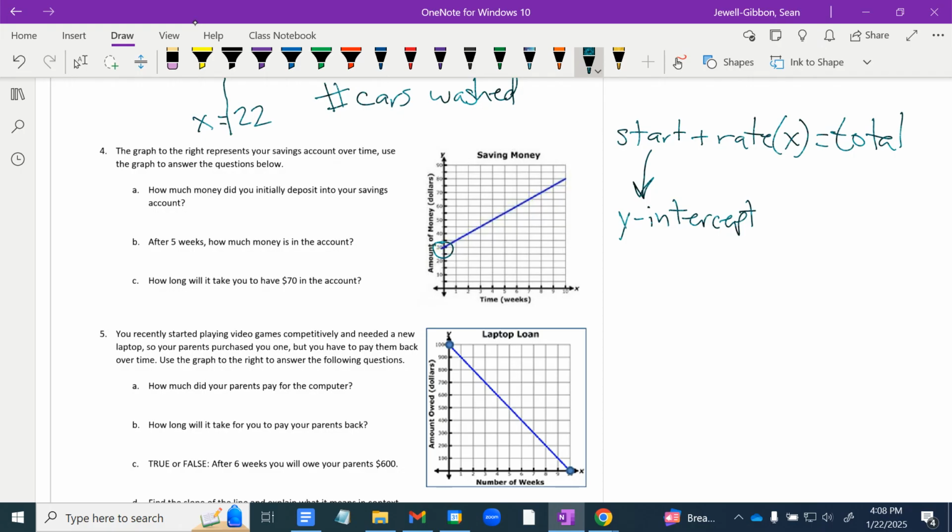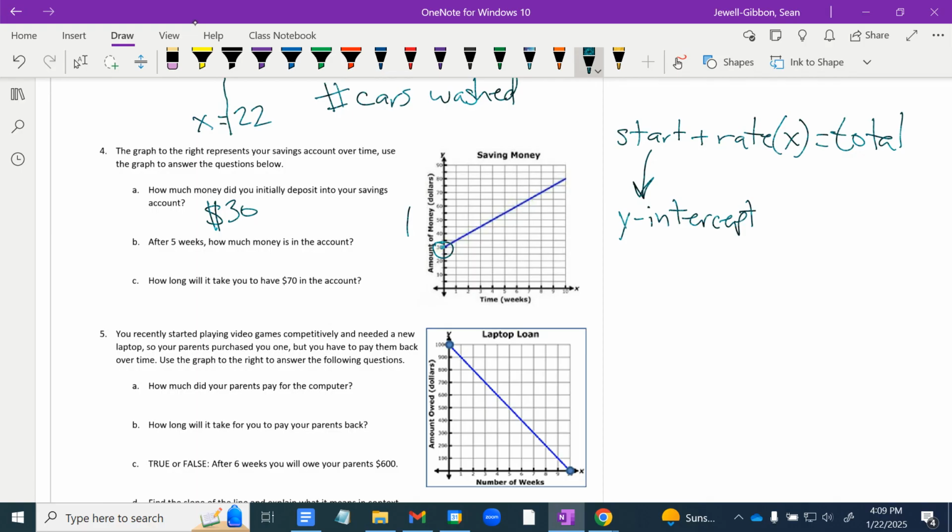Okay, so here we have an amount of money being earned, so we're modeling the amount of money that's being earned over time. At 0 weeks, so right here at 0 weeks, we're starting with $30. Okay, so that's why we call it the y-intercept. It is the starting value. It is also where we hit the y-axis. All right, so how much money did you initially deposit into your account? We deposited 30 bucks.